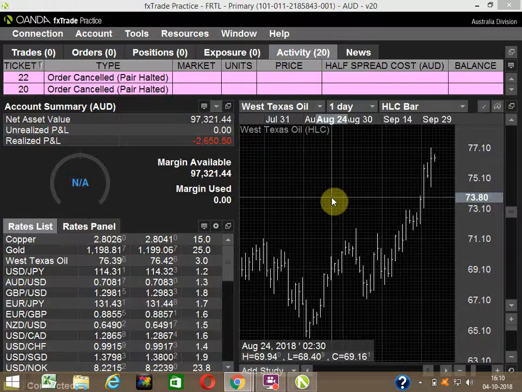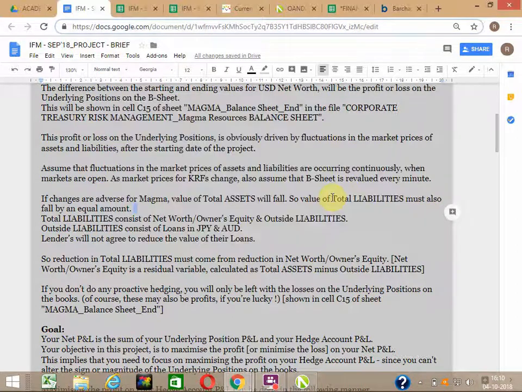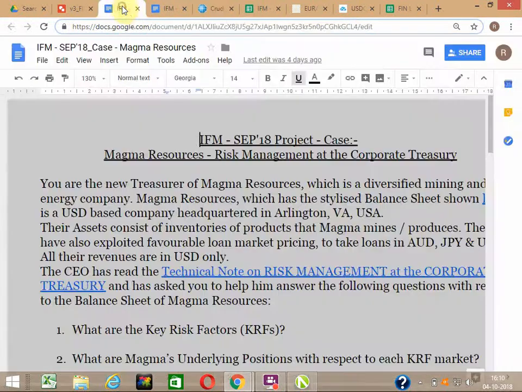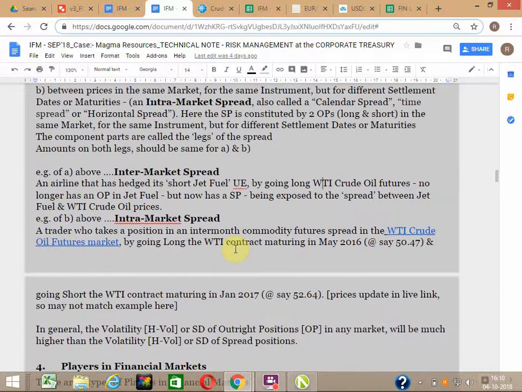Okay guys, now let's come back to this. It took us a long time to load this page. Okay, what were we discussing? We were discussing the concept of an intra-market spread. Inter-market spread, you already understood? Jet fuel minus crude oil is an example of an inter-market spread. You understand the difference between inter and intra?